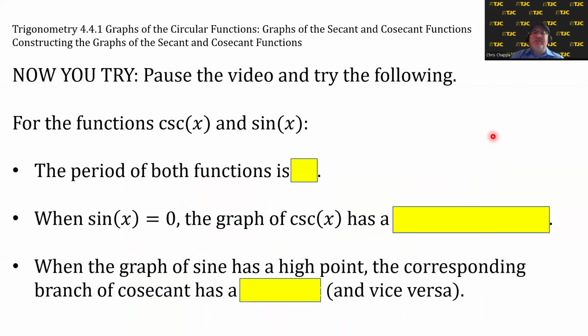Now you try. Pause the video and try the following. For the functions cosecant of x and sine of x, I'll let you read it. All right. If you haven't paused the video to try to answer them, spoiler alert, solutions in 3, 2, and 1.